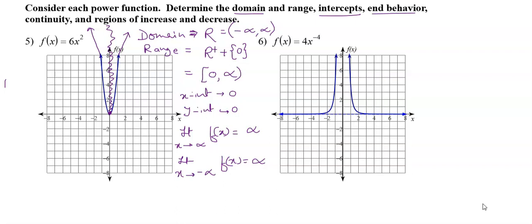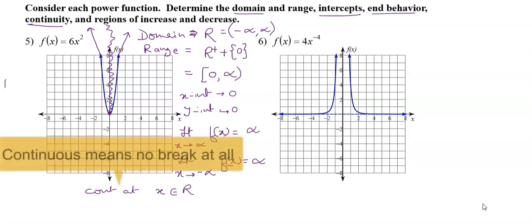Now continuity. I can see from the graph that while drawing it, I don't need to remove the pen. So it is very much smooth and continuous at all values. So the function is continuous at all real values. x belongs to R.